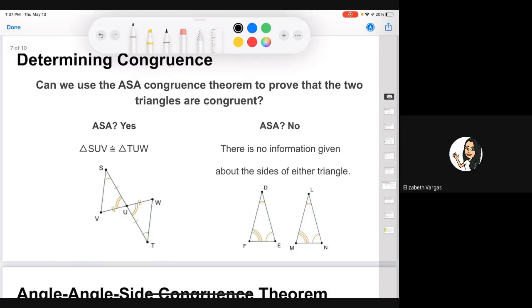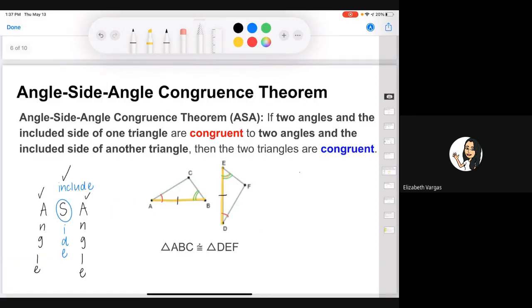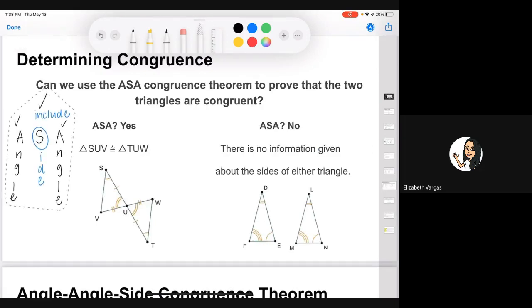Okay, so here's an example. Can we use the angle side angle theorem to prove these congruent? Remember, angle side angle says that I need two congruent angles and then the included side in between those angles to be congruent. So this angle is congruent to this angle. This angle is congruent to this angle. And now I want to look for that included side. This would be the included side. This would be the included side. Am I told that those two are congruent to each other? Yes, I am, because I have that symbol right there. And so therefore I can use the angle side angle theorem to prove that these two triangles are congruent.